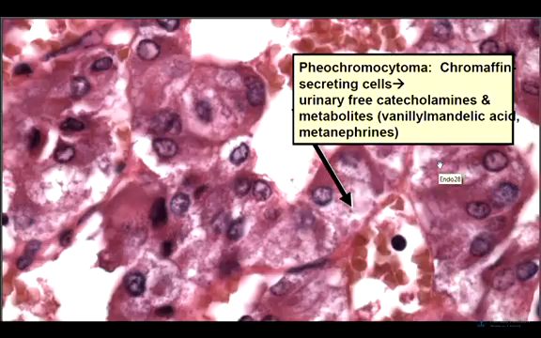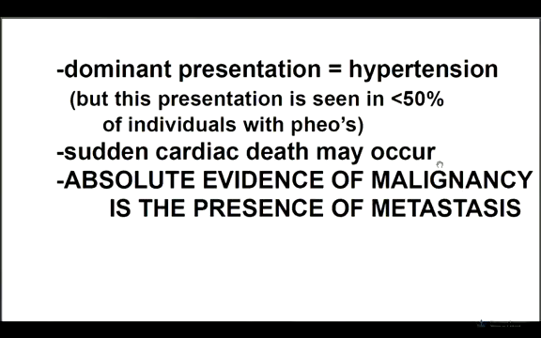The histology of them is not distinctive enough, but you can do assays of the urine looking for free catecholamines and metabolites as shown there if you're making a diagnosis. Most present, when they present, as hypertension, but it's only seen in half the patients with Pheos. You may have sudden death, obviously, if the hypertension is very significant. And the only way you can tell if it's malignant is if you find a metastasis. That's important. No histology, no gross features will help you on that.